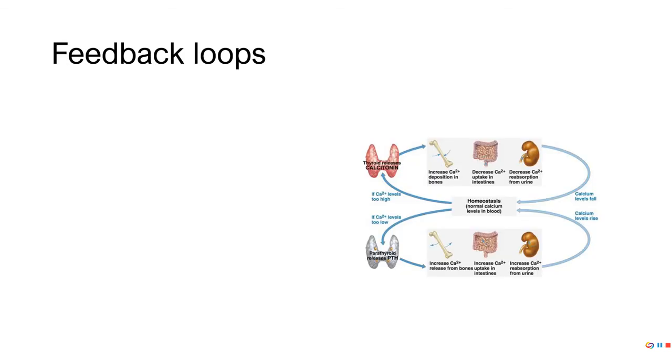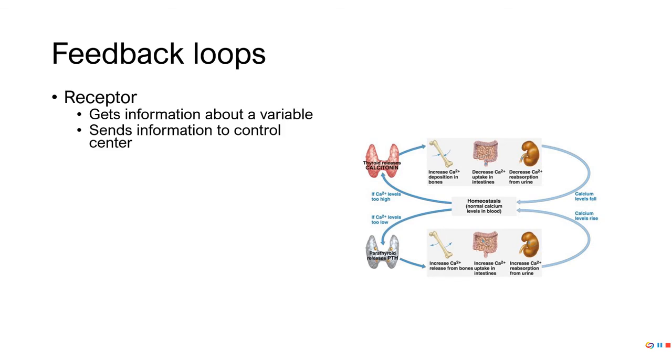So let's look at feedback loops. Feedback loops are composed of a receptor. A receptor is going to get some information about a variable. Let's talk about body temperature. A receptor, in this case a thermoreceptor, is monitoring core temperature and is constantly sending information to my brain.